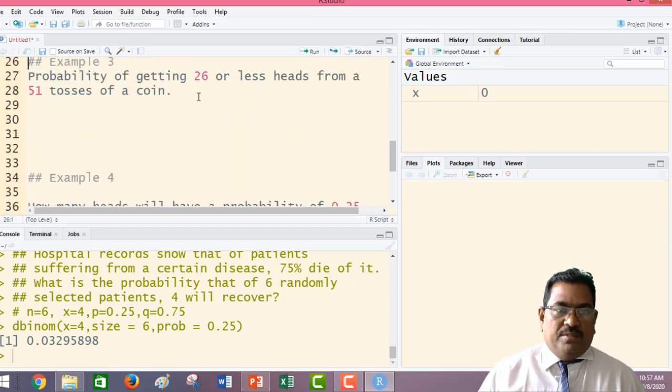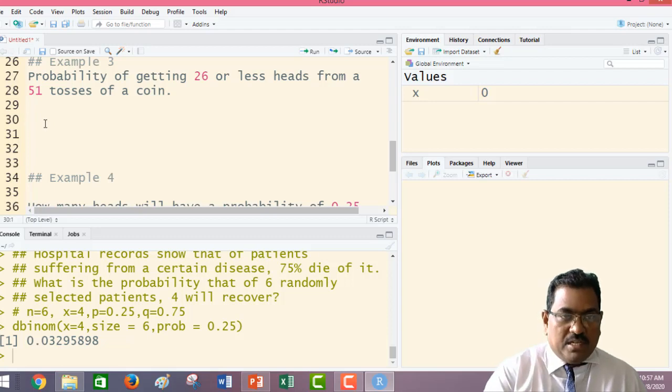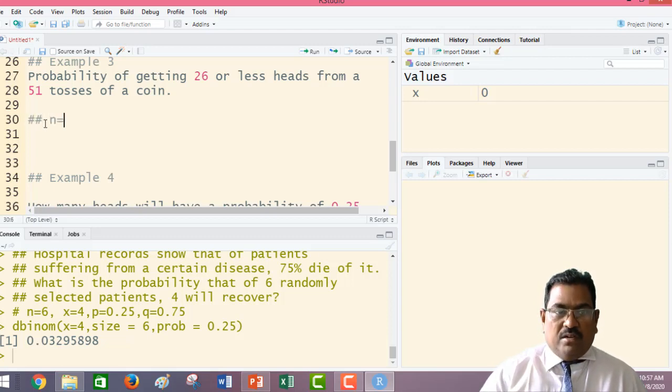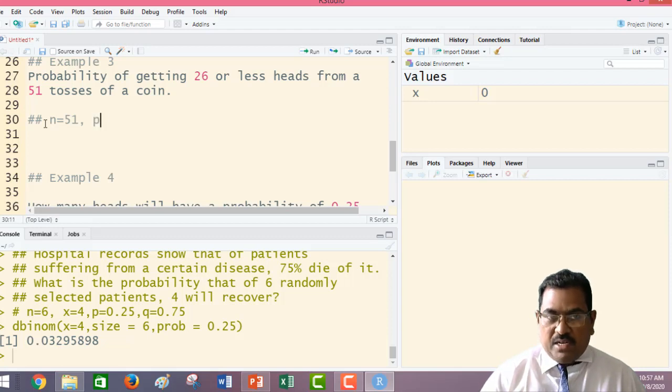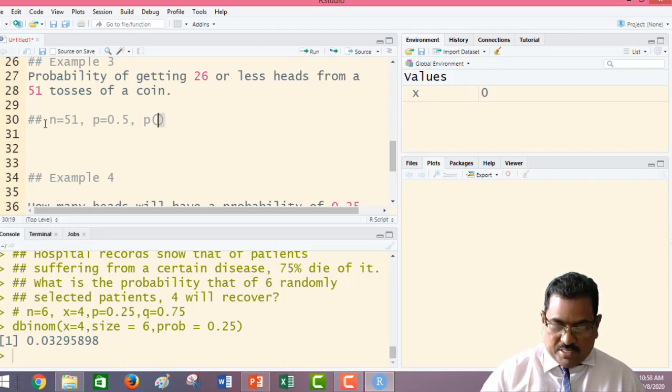Now next, example 3. What is the probability of getting 26 or less heads from 51 tosses of a coin? This is similar to the first example. Here n is 51, and p is automatically 0.5. It is a coin example. Here what is required is P of less than or equal to 26.